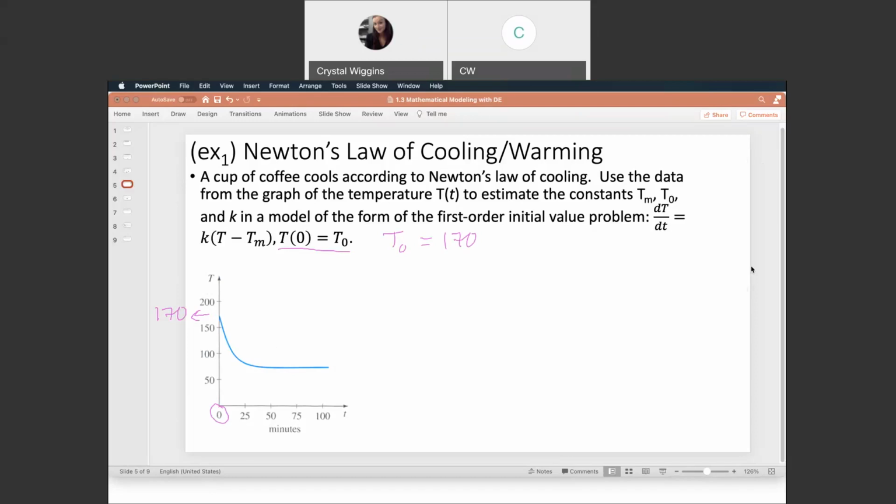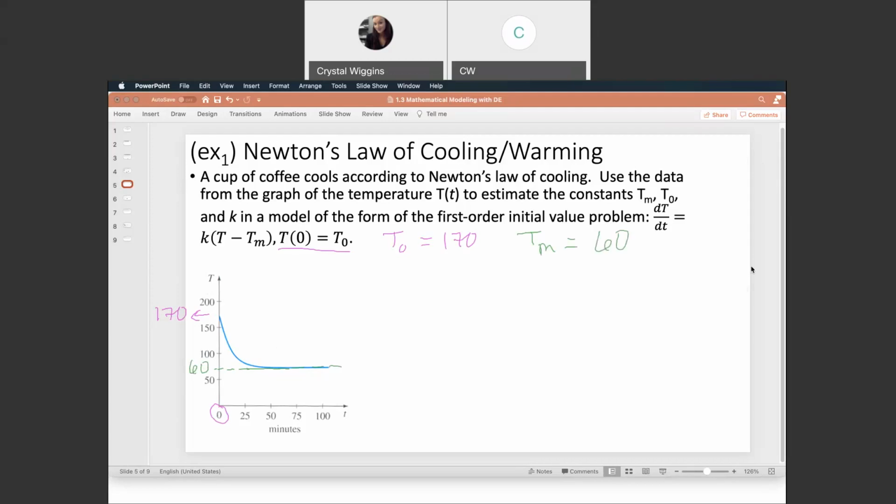So if I take a look at this line here as my bottoming out zone, then I can estimate that the room temperature is somewhere between 50 and 100. And I'm going to estimate, let's see, I'm going to say it's about 60. Again, if you estimated anything between 50 and 100, I would be perfectly happy with that. So we're going to say that the temperature of the room is 60 degrees.